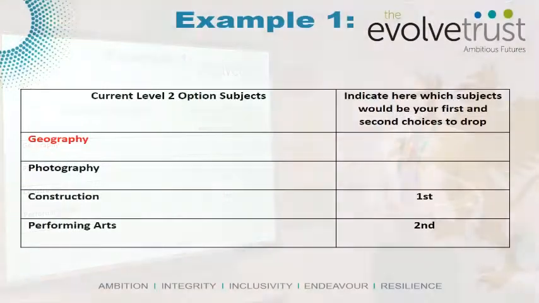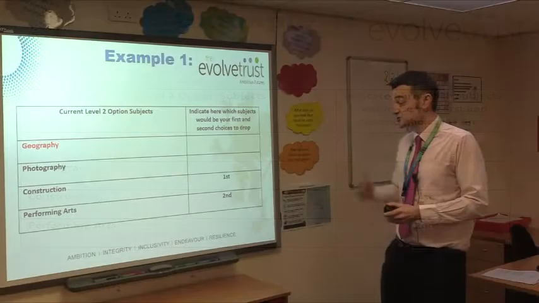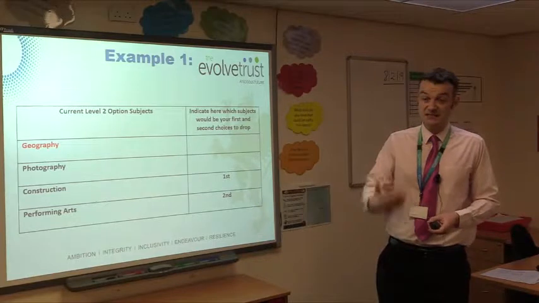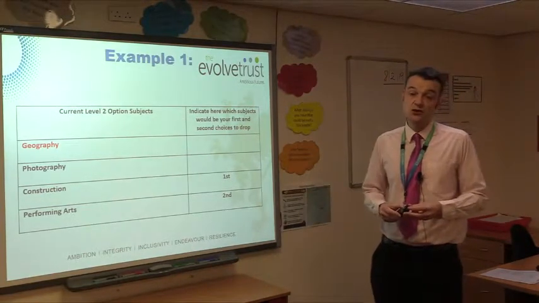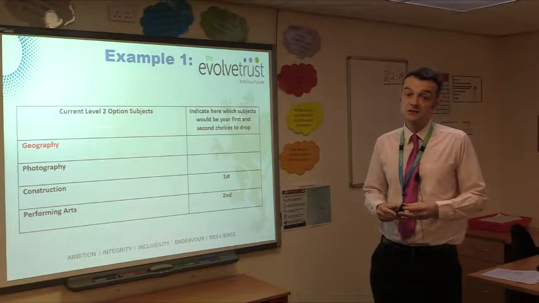And here's how the student might fill in their option form. So it may be that they choose their first choice of subject to drop would be construction. And just as I explained earlier, we do need a second preference just in case. Their second option of a subject to drop would be performing arts.